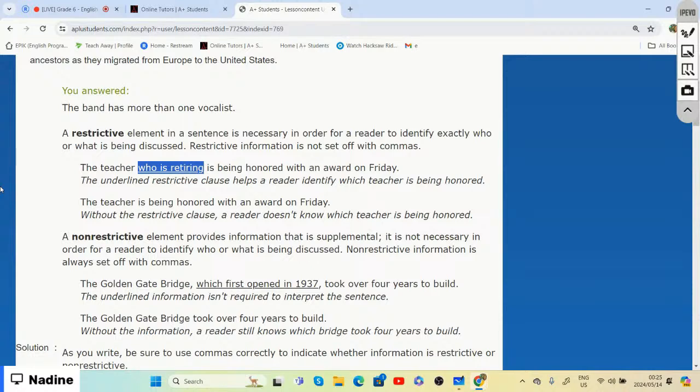All right. So we can then say a non-restrictive element provides information that is supplementary, and it's not needed for a reader to identify who or what is being discussed. With a restrictive element, they need to be specific as to who or what is being discussed. Whereas with a non-restrictive element, it is not necessary for a reader to identify who or what is being discussed. It's not even that important.